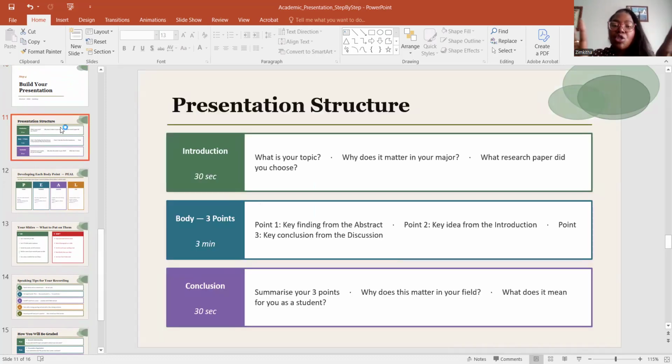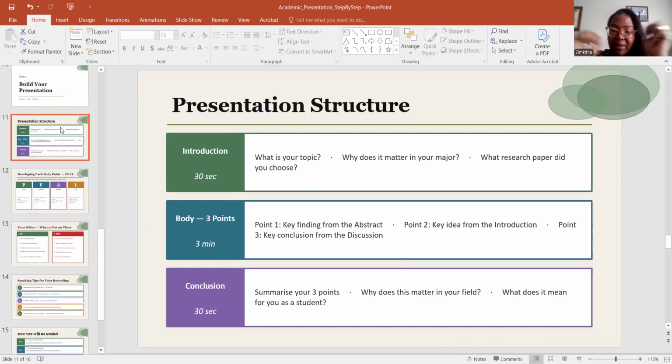All right. So in your presentation structure, one of the slides, you look at introduction. What is your topic? Why does it matter in your major? What research paper did you choose? That's all part of the introduction. It should only be 30 seconds long.